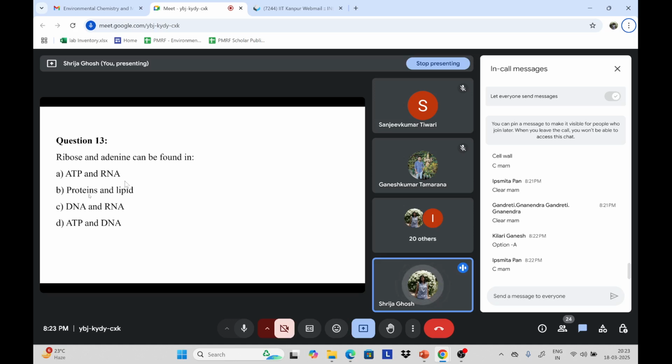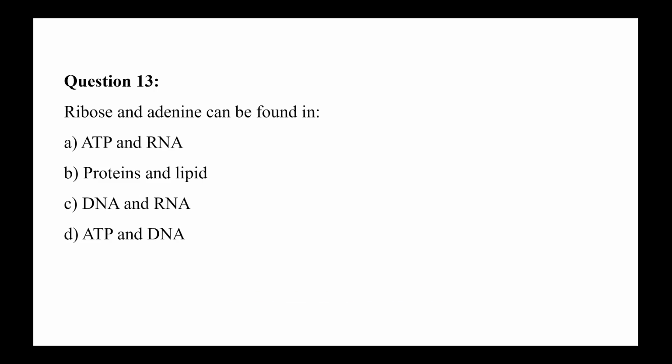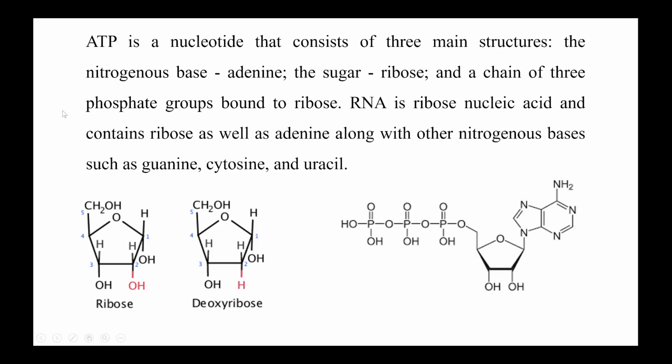So the correct answer is option A, ATP and RNA. That is correct. So adenine is a nitrogenous base. Ribose is the sugar here. ATP is a nucleotide that consists of three main structures: nitrogenous base, adenine, and the sugar. ATP stands for adenosine triphosphate. So we have three phosphates here. It is attached to a sugar, so it becomes adenosine triphosphate.